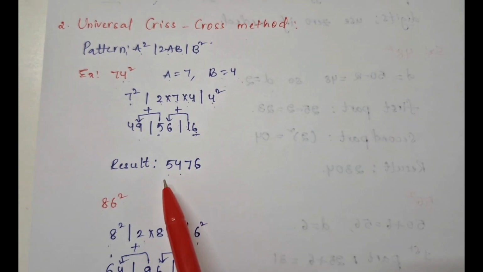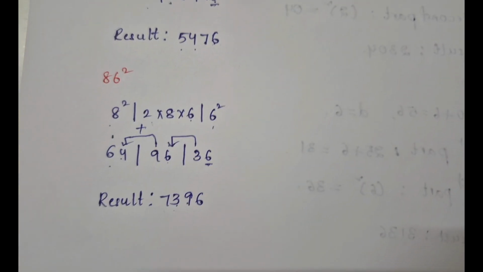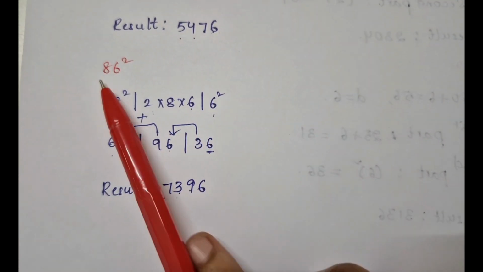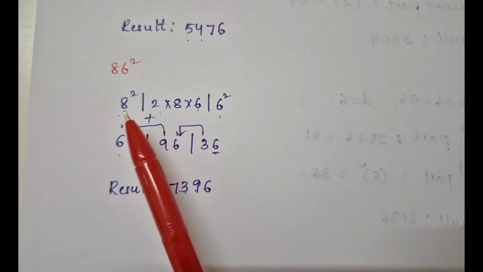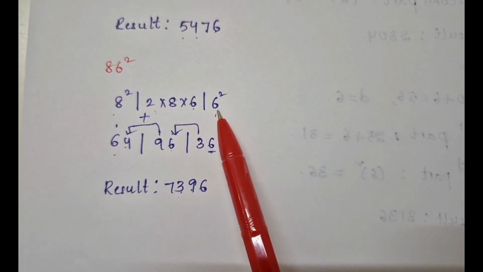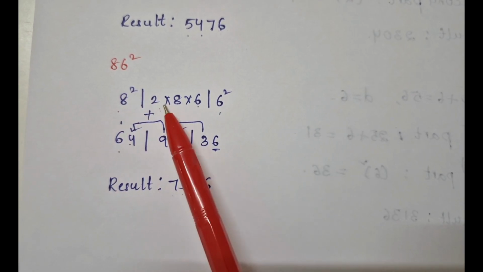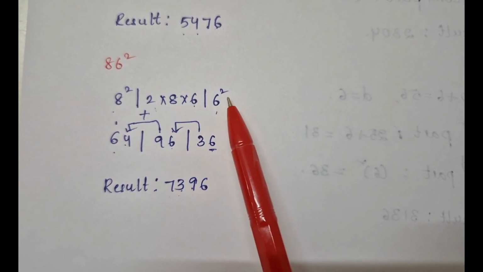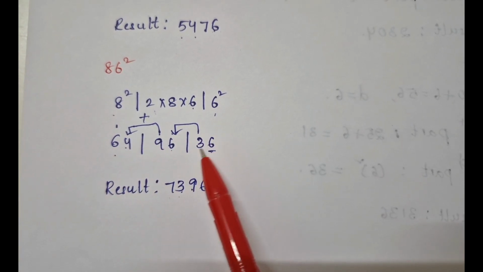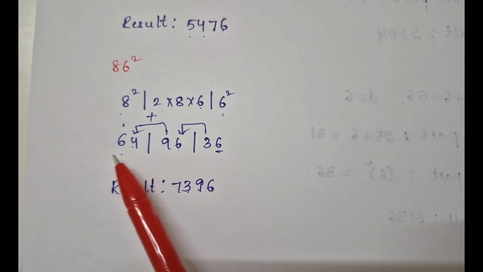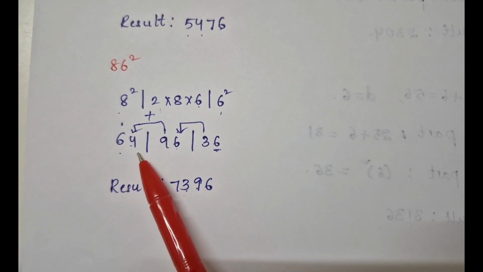5476. Okay, so let me take another example here. 86 square I'm taking. So I'm writing in the same pattern: A square, 2AB, B square. A square is 8 square, 2AB is 2 into 8 into 6, and B square is 6 square. 6 square is 36, and 2 into 8 into 6 is 96, and 8 square is 64.